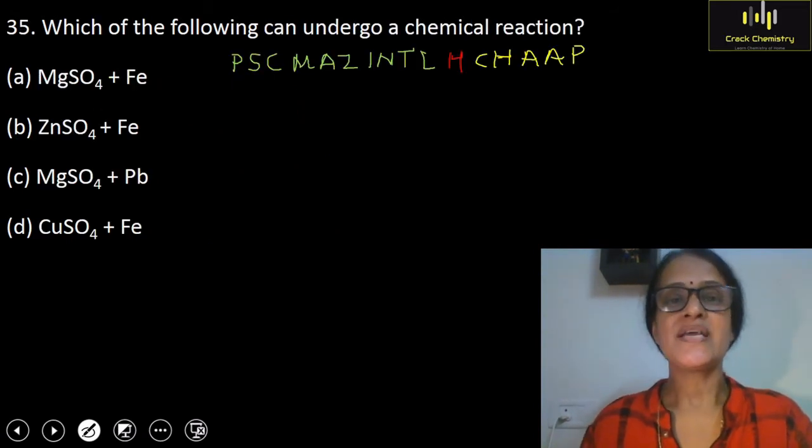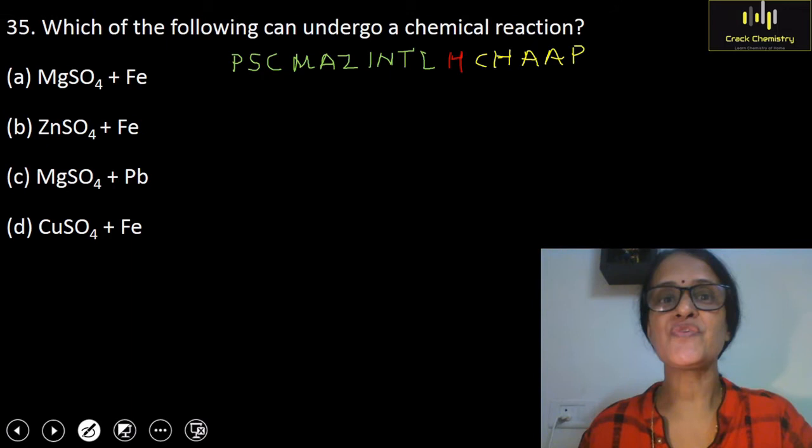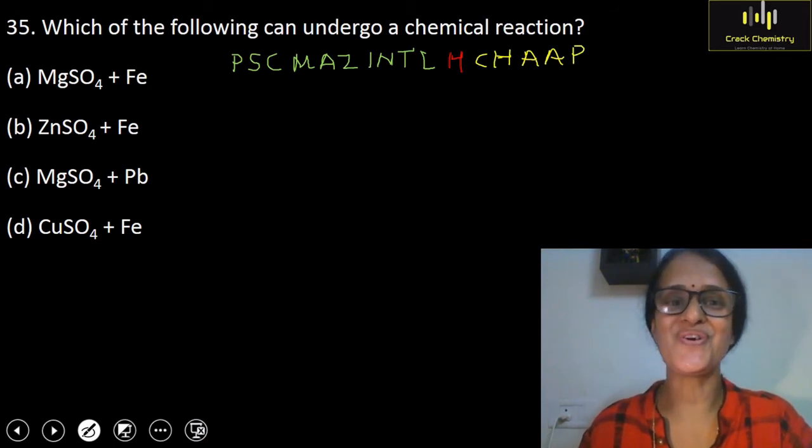Next question. The next question is: which of the following can undergo a chemical reaction? So children, if you look carefully at the given options, you can find that you have been given a salt of a metal and it is allowed to react with another metal. So you have been asked whether the reaction will take place or not. For answering this question, you must know the reactivity series. Always remember that if a more reactive metal is added to a salt solution of a less reactive metal, the more reactive metal will displace the less reactive metal from the salt solution.